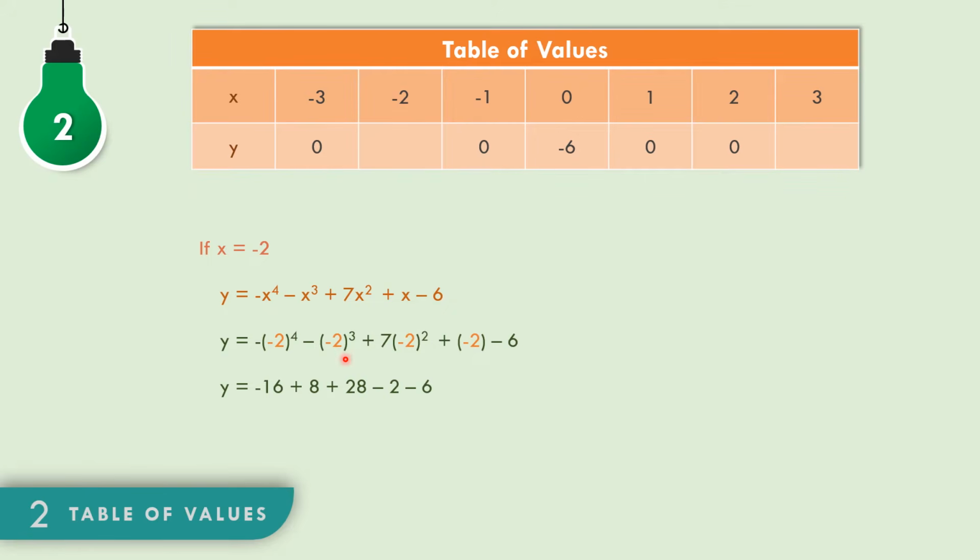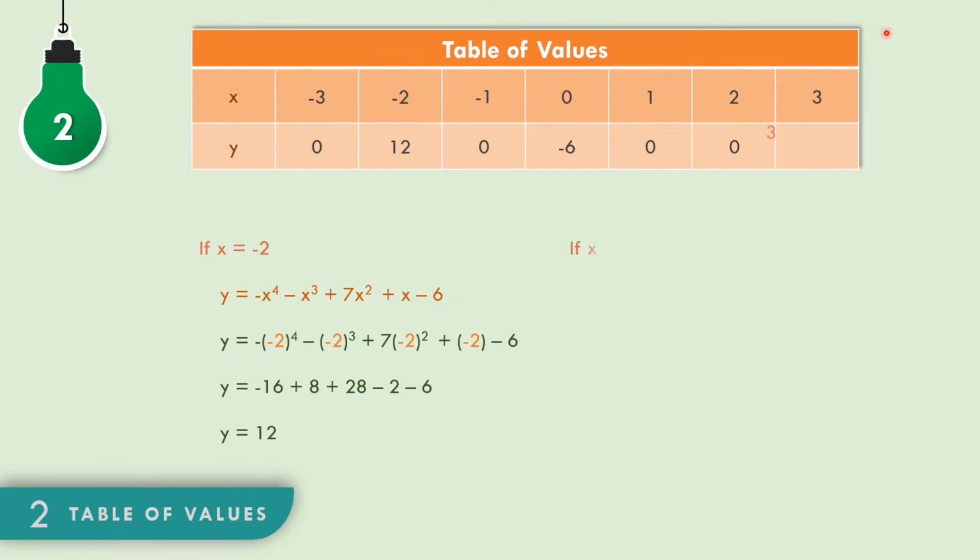Negative 2 times negative 2 times negative 2 times negative is positive 8. Negative 2 times negative 2 and then times 7 is positive 28. Positive times negative is negative 2 and then copy negative 6. So let us solve. Negative 16 plus 8 plus 28 minus 2 minus 6. So the value of y is equal to positive 12. So it means if x is equal to negative 2, y is equal to positive 12.